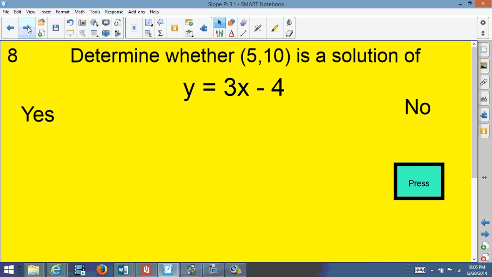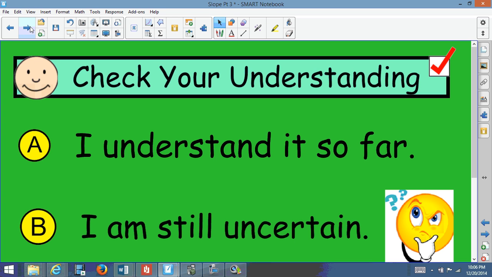Here's an example for you to try. Determine whether 5, 10 is a solution to the equation y equals 3x minus 4. So give it a shot. I think you'll get it. Check your understanding, see if you understand it so far. If you don't, rewatch the video, write down your questions, bring them in, I'll be glad to answer them.